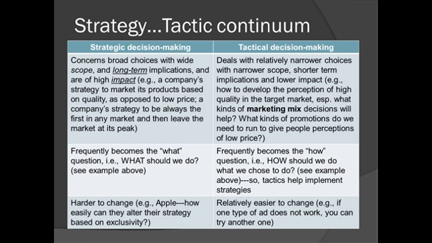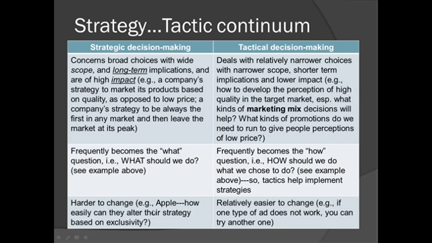In comparison, a tactical decision frequently becomes what I would call the how question. That is, how should we do what we chose to do in our strategy? So in the strategy, you choose to do something. What should we do? And the tactic tells you how you should do what you have chosen to do. Again, you can use this example. So tactics help implement strategies, right?